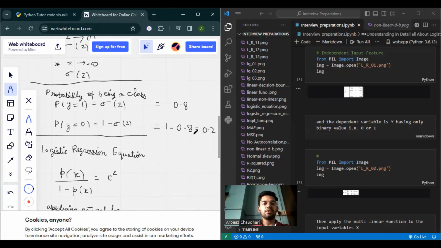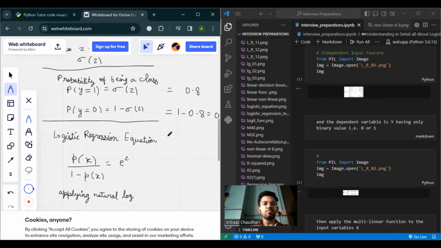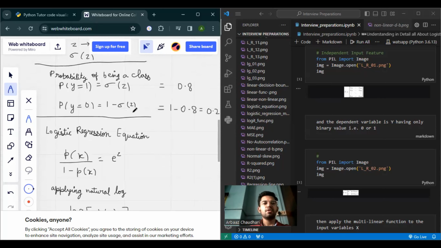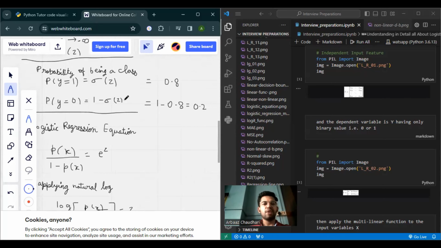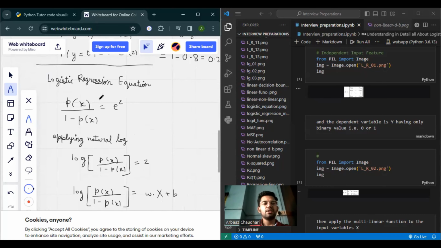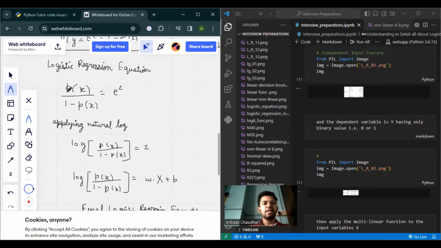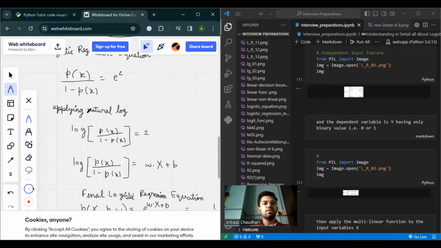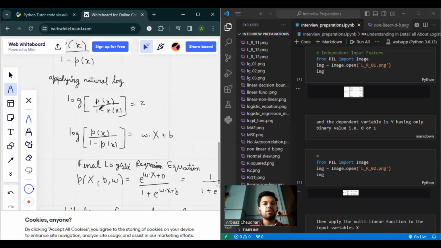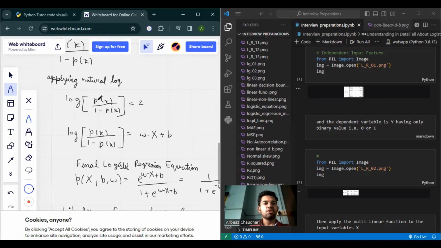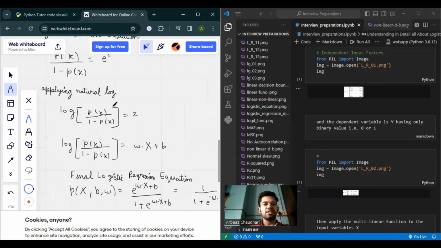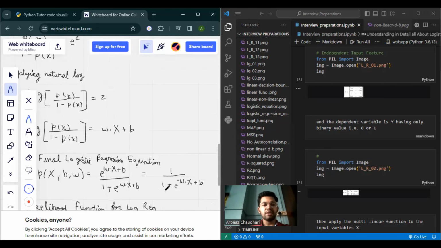I hope you are able to understand how the probability of the class is found with the help of sigma of z. So the logistic regression equation is p of x divided by 1 minus p of x, which is equal to e raised to z. Okay. So whatever transformations, whatever logs and everything are applied, we are getting this final equation.